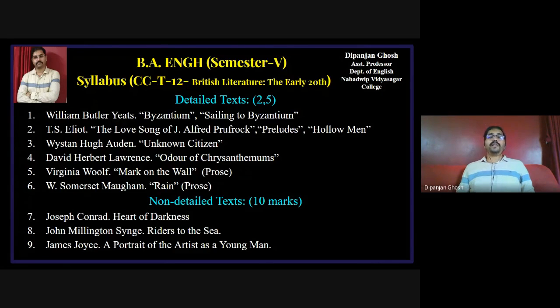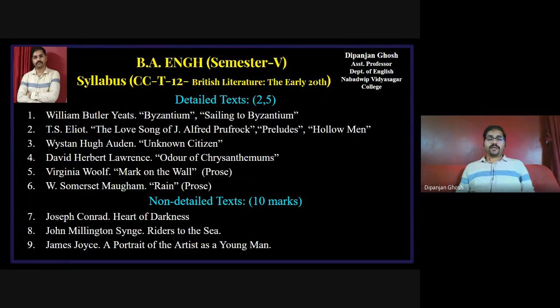The second group of poems is to some extent a bit more complex. The first one is The Love Song of J. Alfred Prufrock. This poem was by T.S. Eliot, and it is considered to be written by T.S. Eliot at his early age, because it falls under the group of Prufrock and Other Observations. This was published under that. There is another poem named Preludes, which was also written in the first phase of his writing. Then you can get Hollow Men.